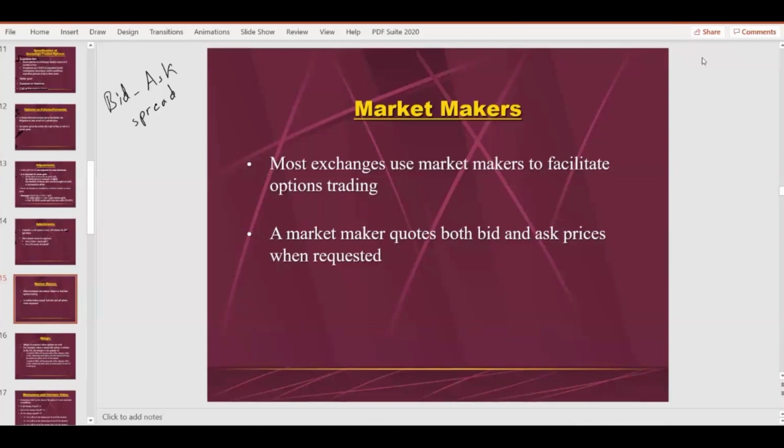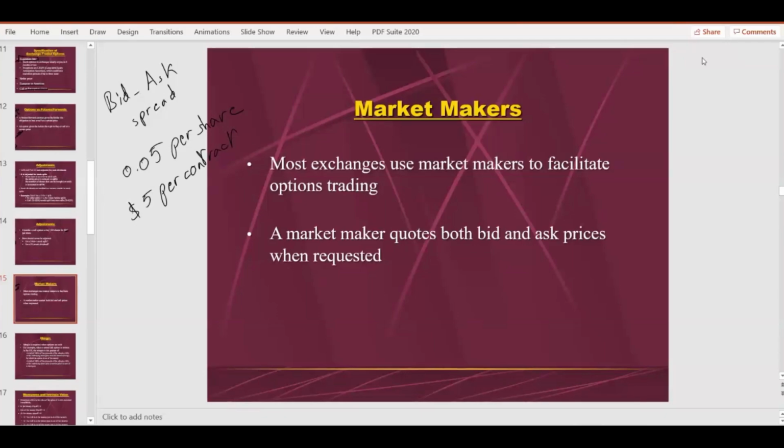Here, the bid and ask spread for heavily traded options is usually 0.05 per share, which translates to $5 per contract. So once you enter the contract, it's like you're already losing $5 due to the bid and ask spread.